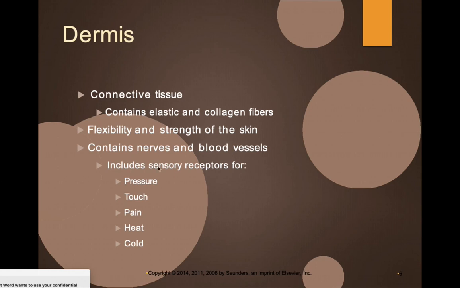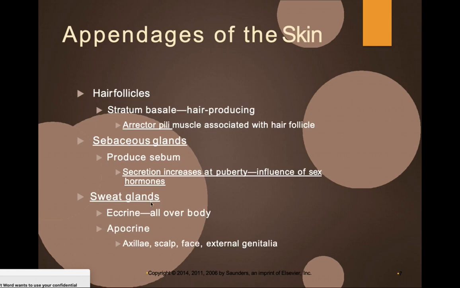The dermis contains nerves and blood vessels. The nerves are sensory receptors for pressure, touch, pain, heat, and cold. There's also the hair follicle that we showed you in the dermis. Associated with the hair follicle is the smooth muscle, the erector pili muscle.